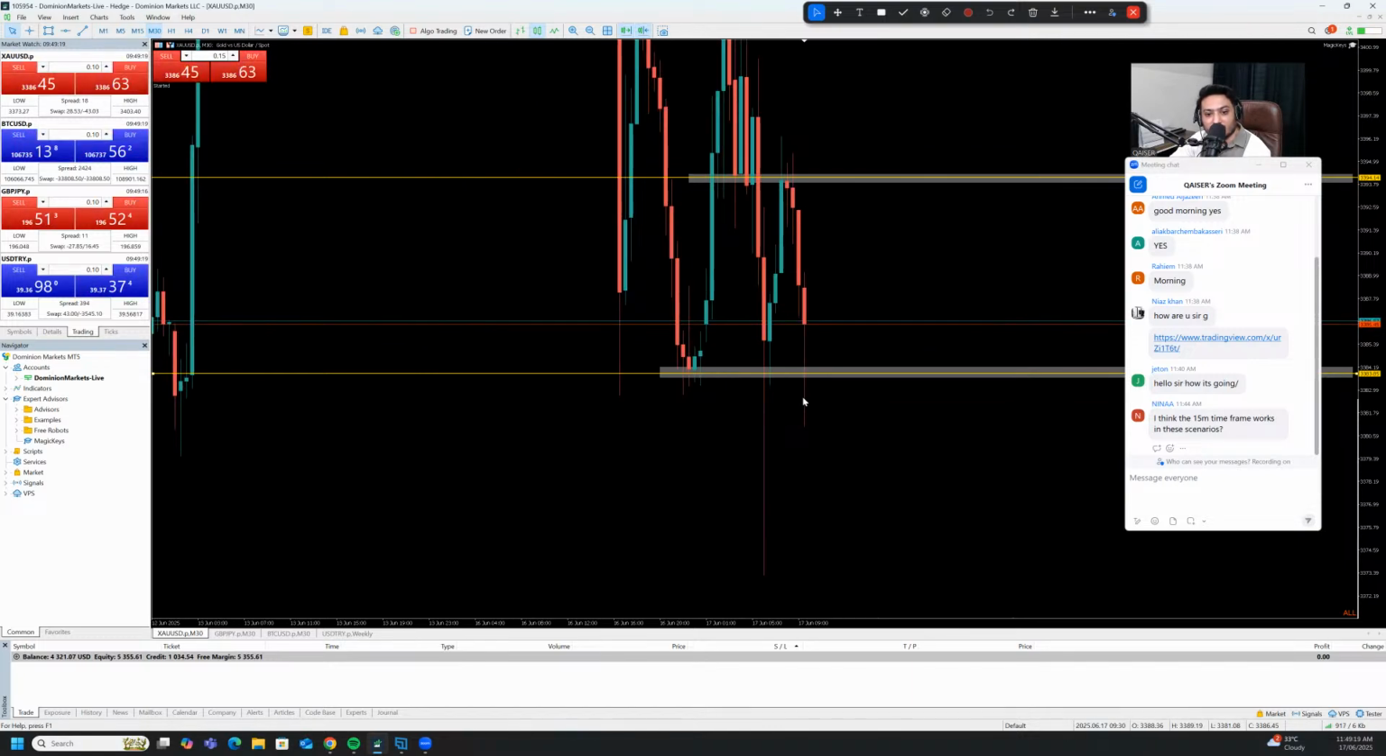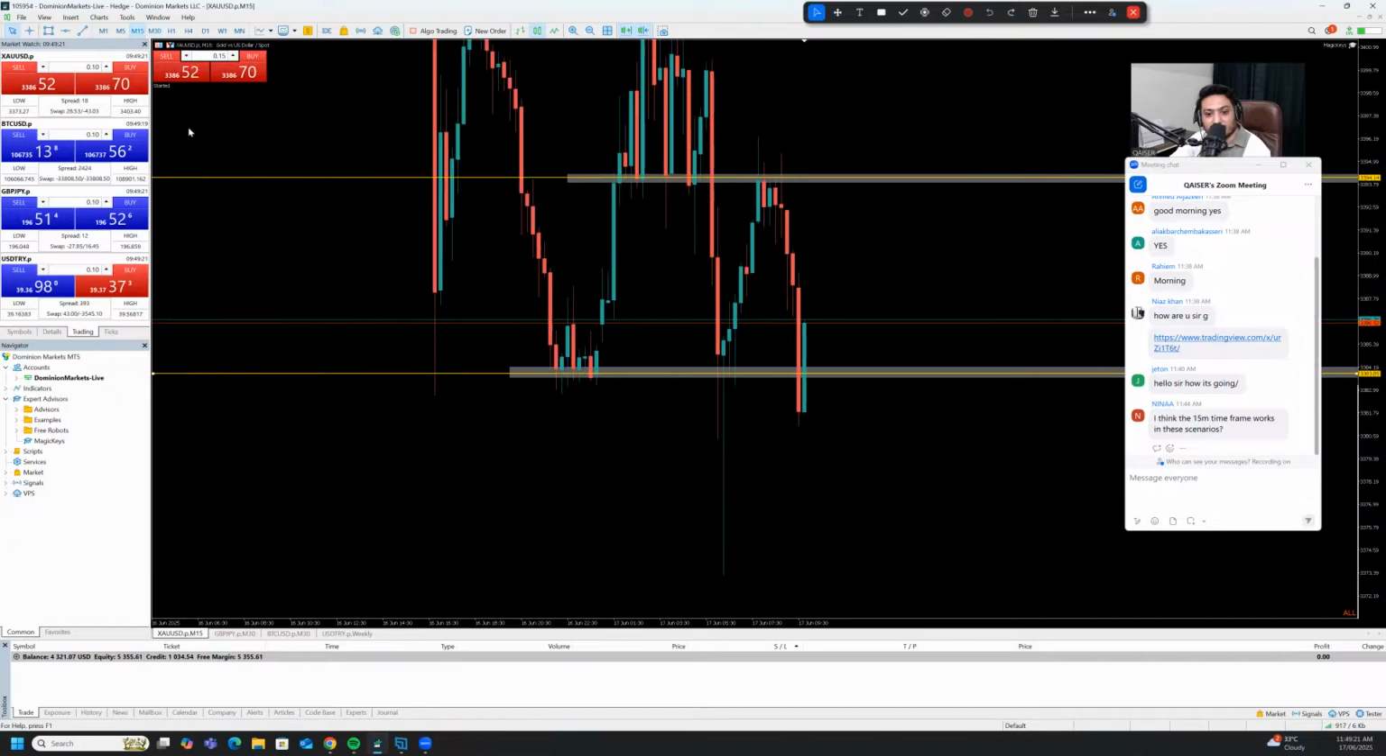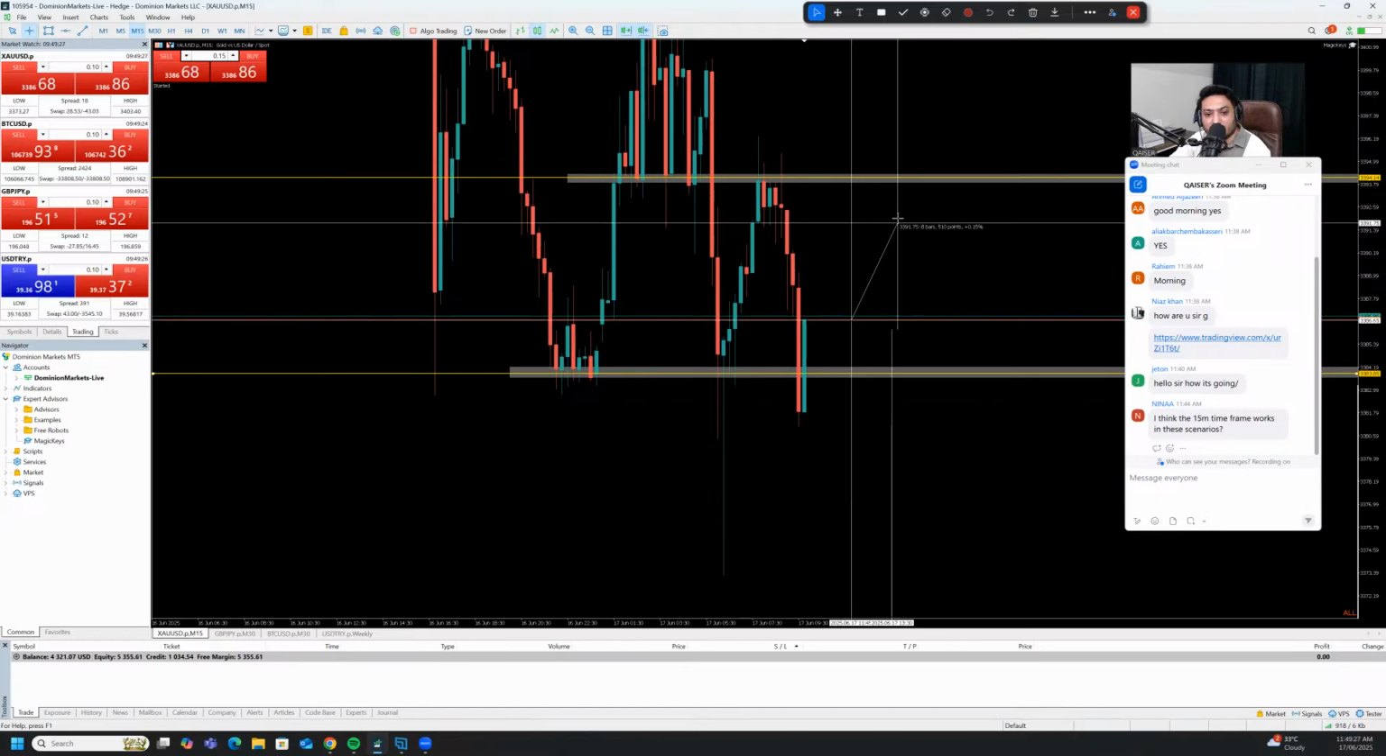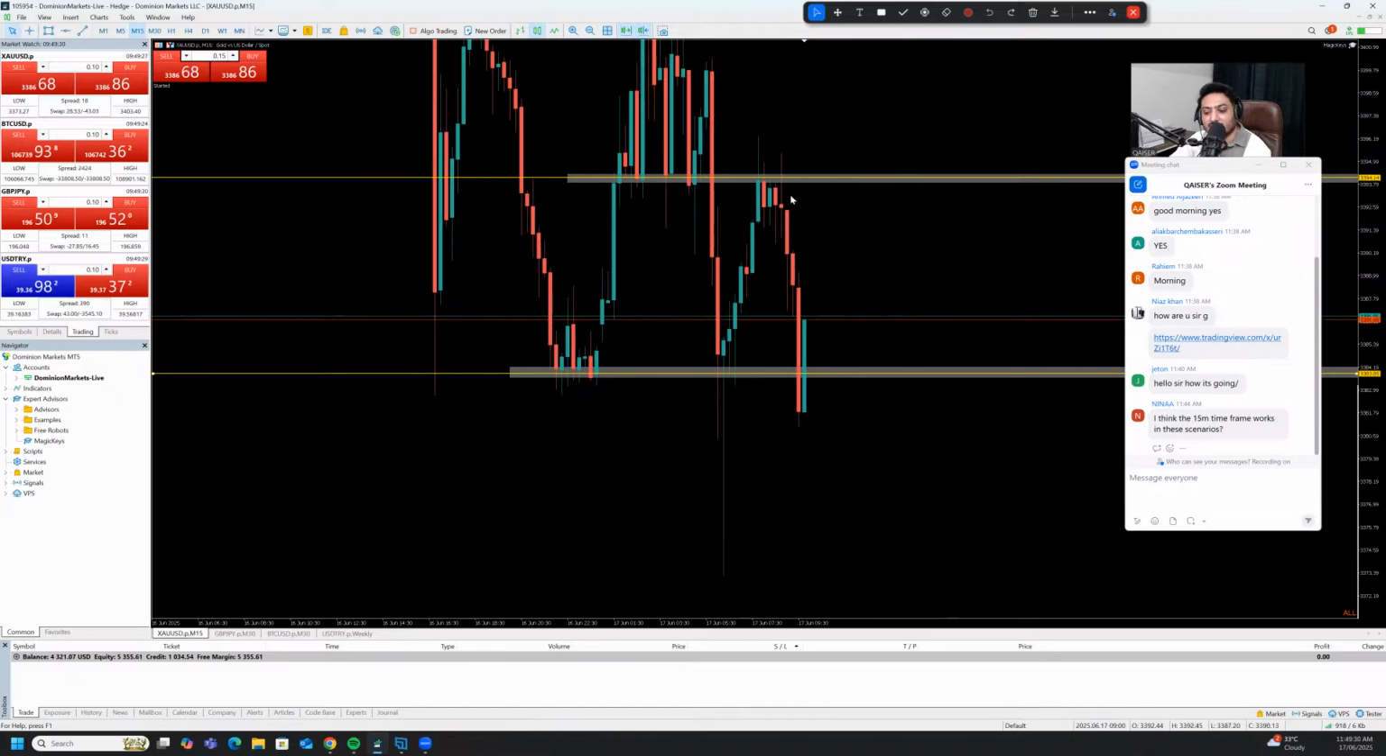Look at the rejection of M30. Look at the rejection of M15. It retraced more than 50%. Very high probability we are going to retest the high. So let's see. There are just like 10 minutes left for the candle to close. After 10 minutes this candle will be closed, and it will also be the opening of London.